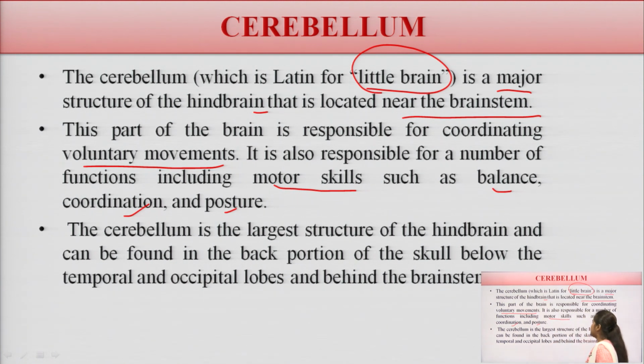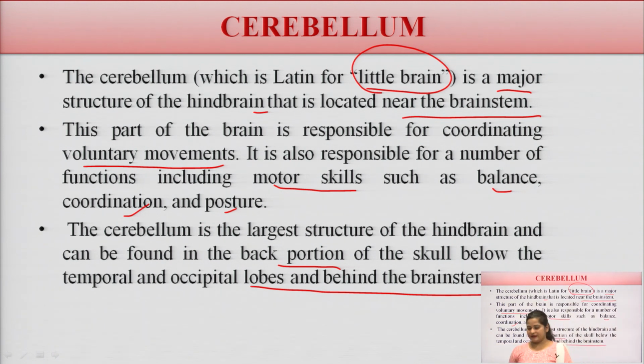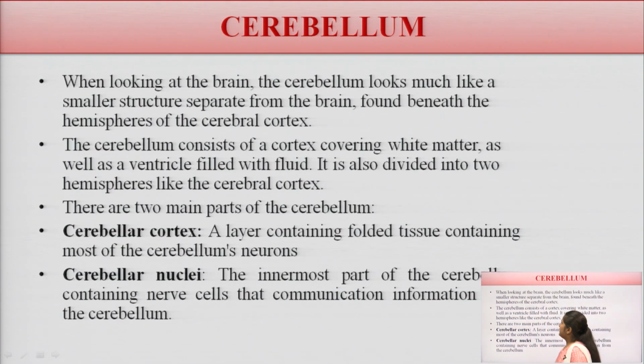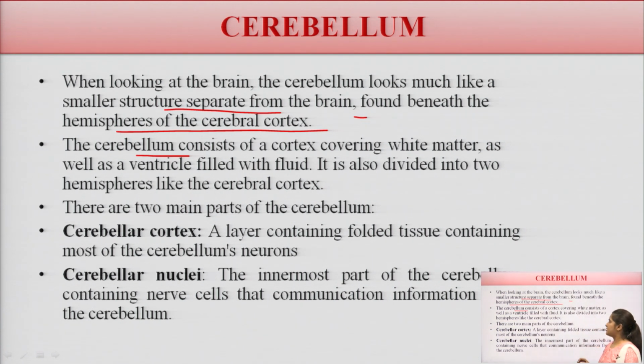The cerebellum is the largest structure of the hindbrain and can be found in the back portion of the skull, below the temporal and occipital lobes and behind the brain stem. When we look at the brain, the cerebellum looks like a smaller structure separated from the brain, found beneath the hemispheres of the cerebral cortex, and it consists of cortex covering white matter as well as ventricles filled with fluid.